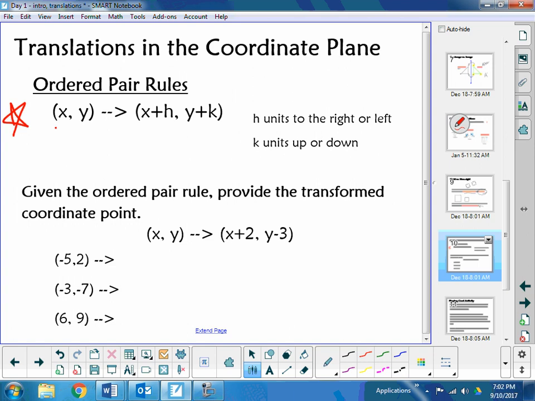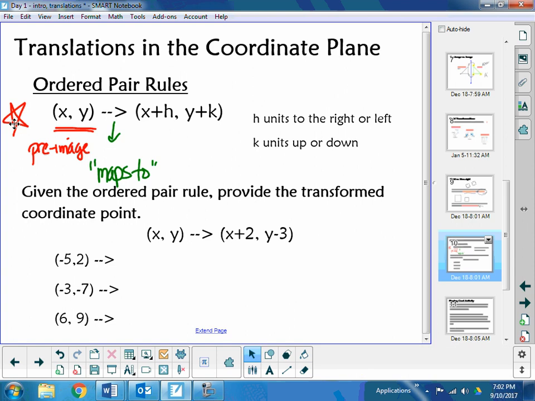So this part here, the x, y, this is the pre-image. It says take your pre-image, this arrow here, when you read it, read maps to, and then this last part here is the image. So it tells you how it's going to change.